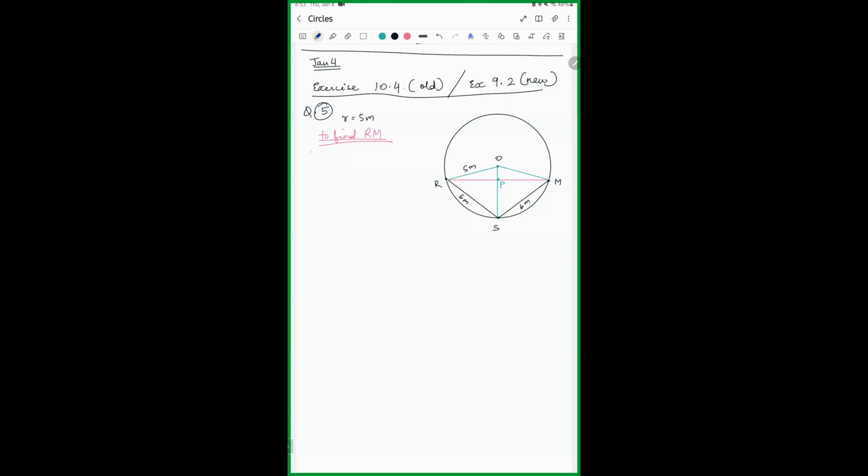And so construction: we are to draw OP perpendicular to RM. OP perpendicular to RM. This is the construction we have made. And let's make another construction here. Let's call this point N, and ON perpendicular to RS, right? This is RS. So we have to find what? RM. So let RM be equal to X. The distance RM, let it be equal to X.